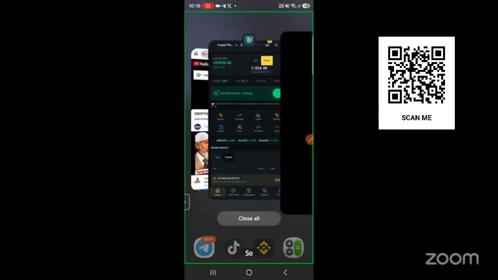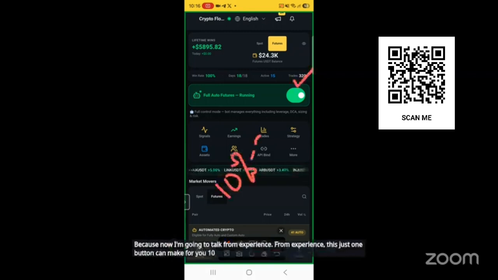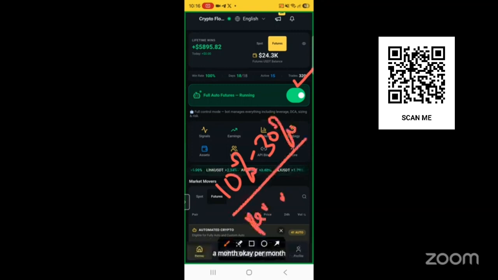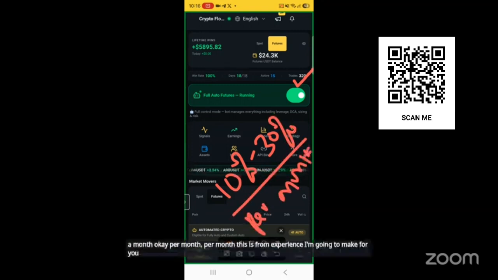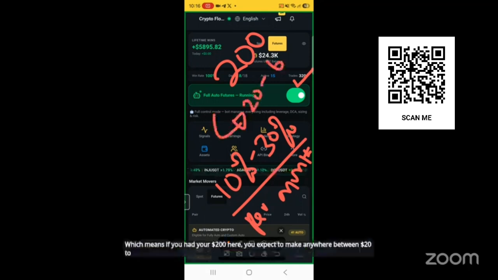So this one button gives you, because now I'm going to talk from experience, from experience, this one button can make for you 10% to 30% profit per month. Per month. This is from experience. I'm not saying that it's going to make for you this specific amount of money, but this is usually the range from the accounts that we have seen, from the people that are using the bot. These are the results that they are achieving: 10% to 30% profit per month, which means if you had your $200 here, you expect to make anywhere between $20 to around $60 in a month.